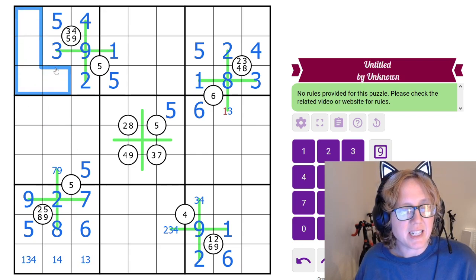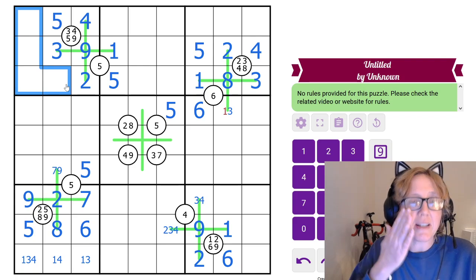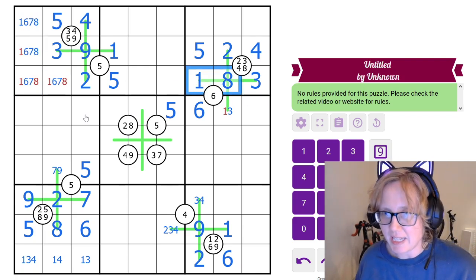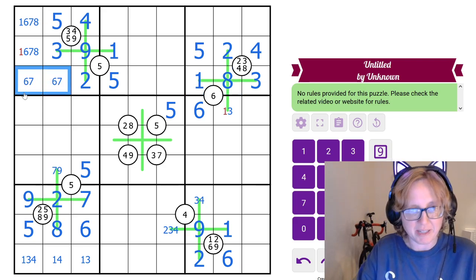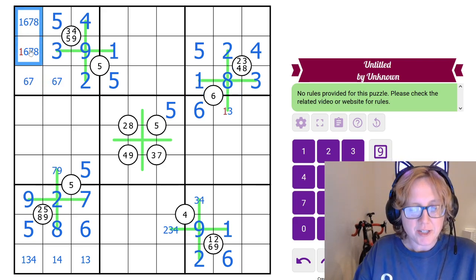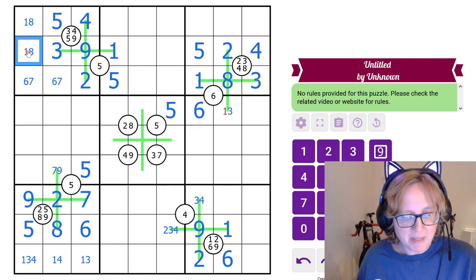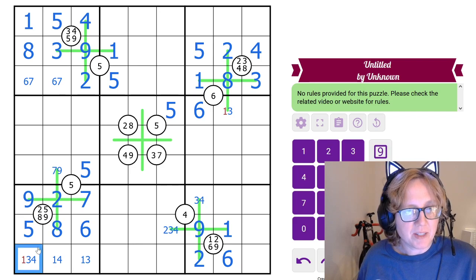The digits I still need here are 1, 6, 7, and 8. And I see that I have 2 of those digits, 1 and 8, in row 3 already, so I can eliminate them from those positions. So that's a 6, 7 pair, making these digits 1 and 8. The 1 makes that an 8, and that is a 1, so this cannot be a 1.